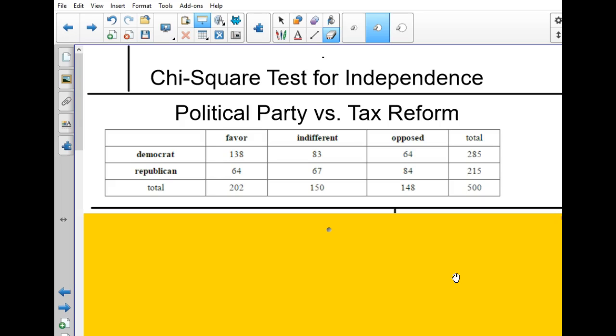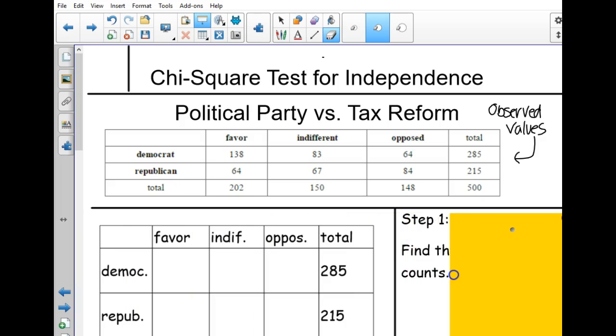And so how we go about this is we have our observations. So right here, this is what happened. These are all our observed values. And in order to see if they are independent of each other, we have to see, well, what would our predicted, or what is our expected values, excuse me. What should have happened? And in order to do that, we need to find the expected counts. So that's your first step.